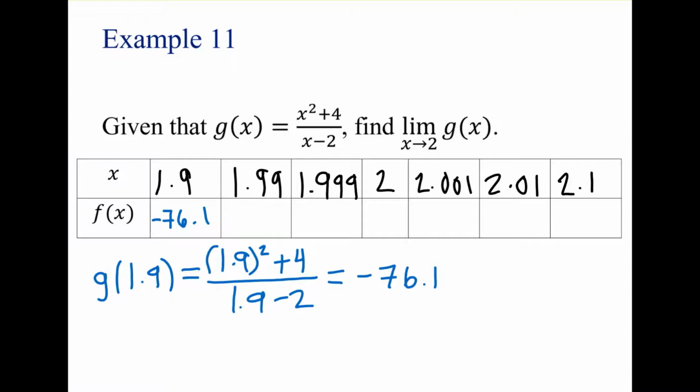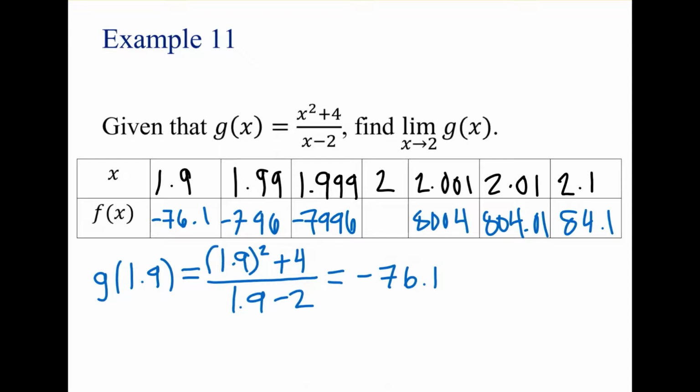Now do the same to all the values to the left of 2. When we substitute 1.99, we get negative 796. And when we substitute 1.999, we get negative 7,996. Now let's do the same to the values to the right of 2. When we substitute 2.1, we get 84.1. When we substitute 2.01, we get 804.01. When we substitute 2.001, we get 8,004.